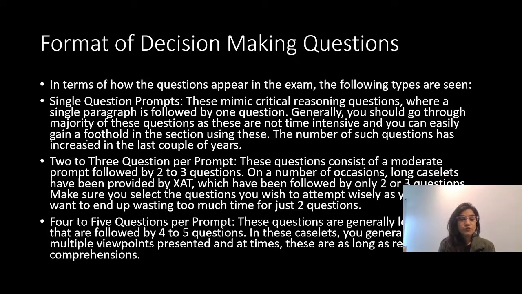So these questions consist of a moderate prompt, 2 or 3 questions per prompt, or 4 or 5 questions per prompt. These questions are generally long caselets that are followed by 4 to 5 questions. So you have one long caselet given to you, and for that one caselet you have 4 to 5 questions. In these caselets, you generally have multiple viewpoints presented, and at times these are as long as reading comprehensions. So these caselets can sometimes be lengthier, like the RC passages we have.